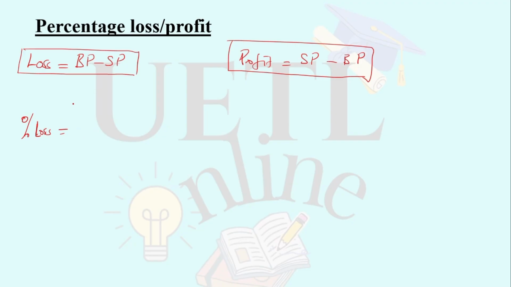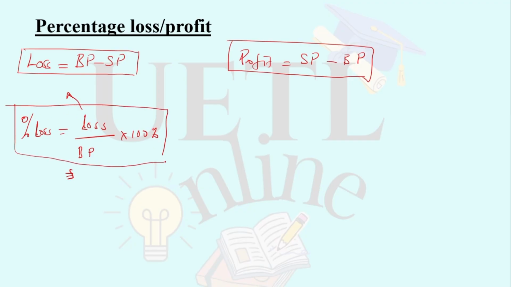What you do is you find the loss first, then you say your loss over the buying price times 100%. This is where you get your percentage. Make sure you remember this formula: find your loss, put the buying price on the bottom, then multiply by 100. Now let's go on to find the percentage profit.